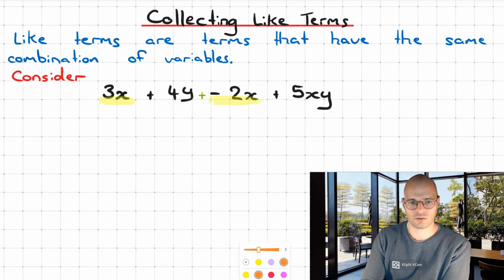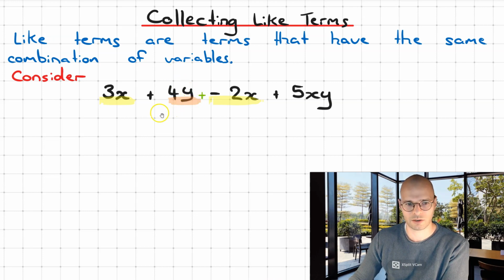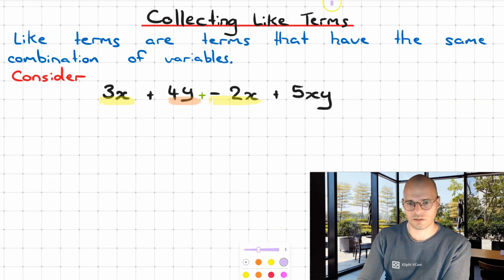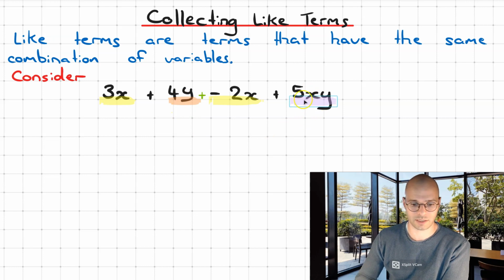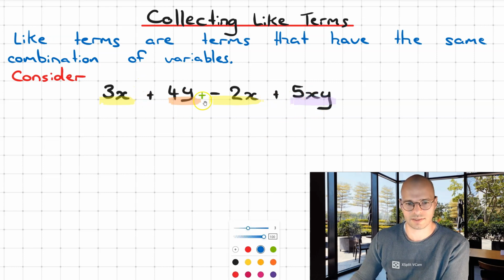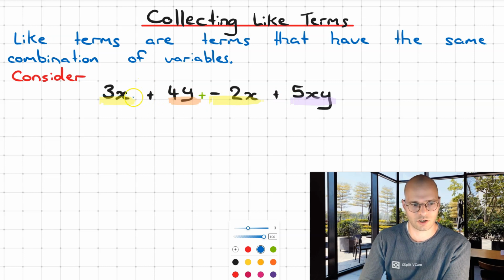In contrast, we have 4y. 4y does not have the same combination of variables as the 3x and the minus 2x. Furthermore, we have 5xy. Notice that the 5xy has an x and a y. Although it shares letters with the other terms, it's not a like term because it doesn't have the same combination. So the yellow represents the like terms here, the orange represents a term that's not like any other, and similarly with the purple here. Now expressions like this can be simplified using the method of collecting like terms.